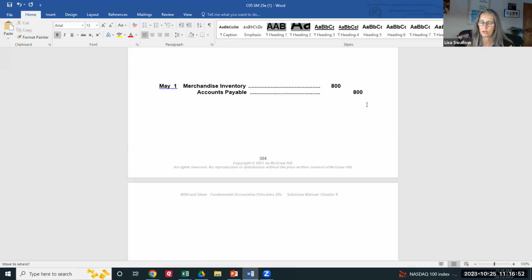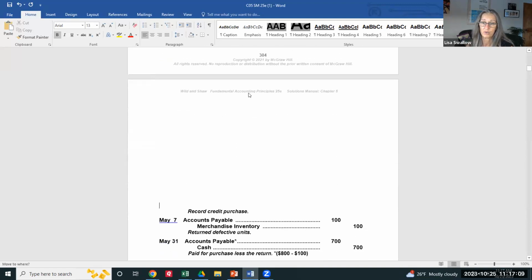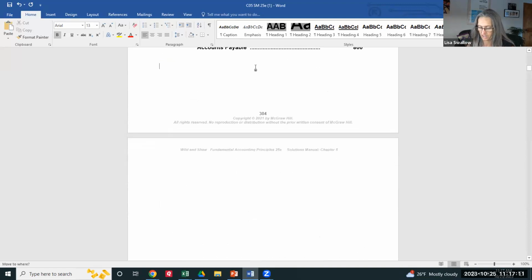Okay, so what do I do? I just return the inventory. So I need to decrease that account by $100, and then the amount that I owe my vendor is $100 less. So here's what I'm doing there.